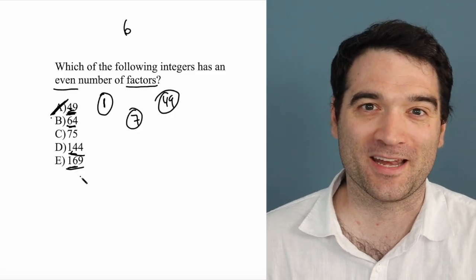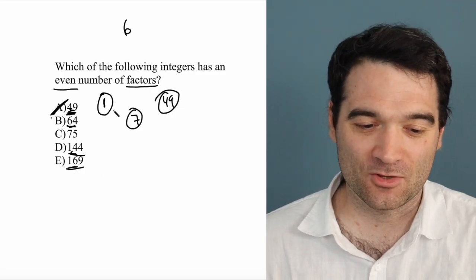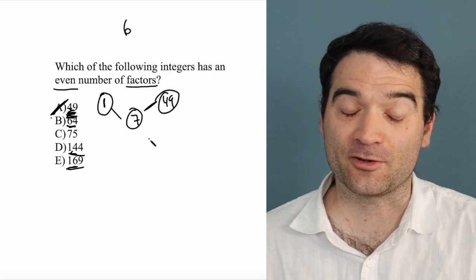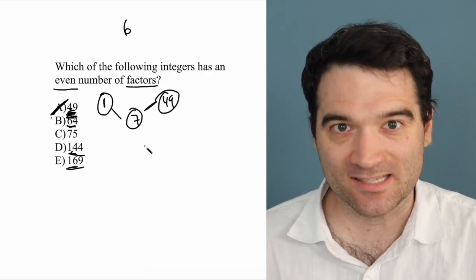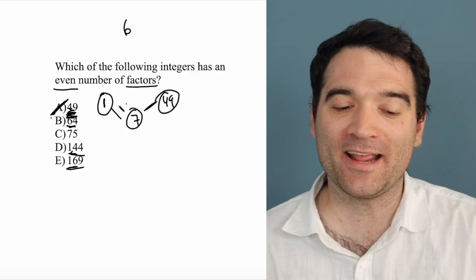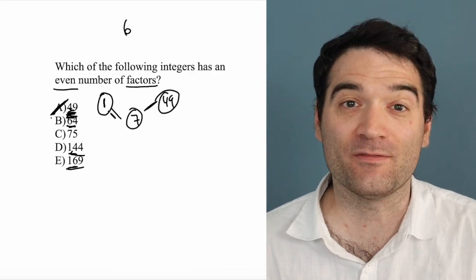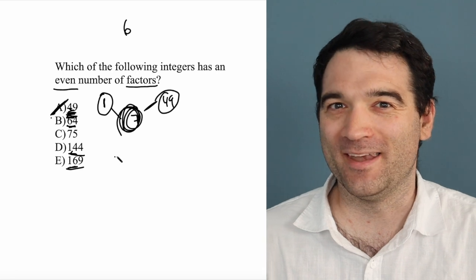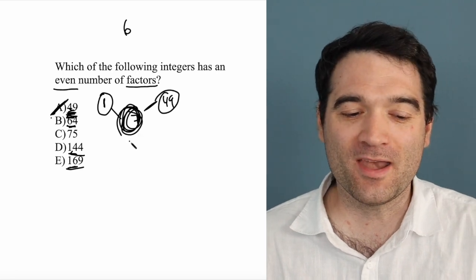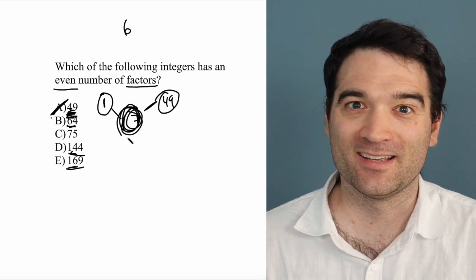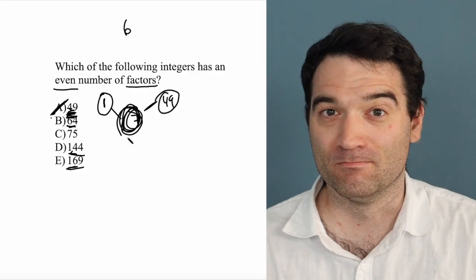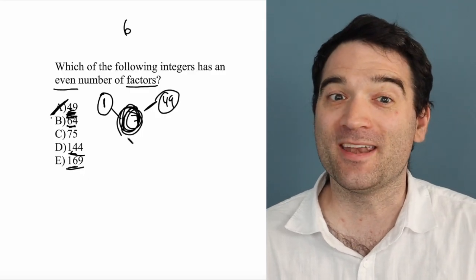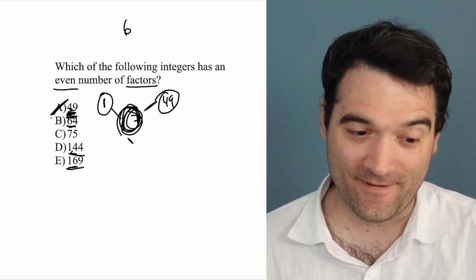Well, what does that have to do with anything? Well, check this out. You saw when we did this with 49 that we got an odd number of factors. And that's because every time we write out the factors of a perfect square, one number, the square root of it, is multiplied by itself. So we end up with an odd number of factors.